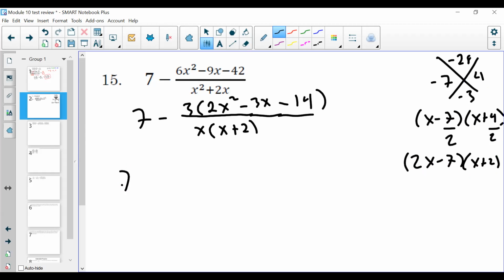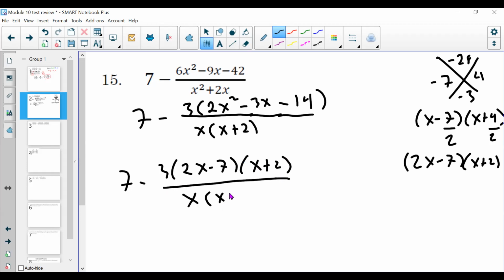So when I factor it out, I get 7 minus 3 times 2x minus 7 times x plus 2, all over x times x plus 2. That's everything factored out. And now before I start canceling stuff out, I'm going to figure out what my restrictions are. My restrictions are going to come from the denominator. So in this case, my restrictions are just going to be this and this right here. So x cannot equal 0 or negative 2. And then I can start canceling stuff out.